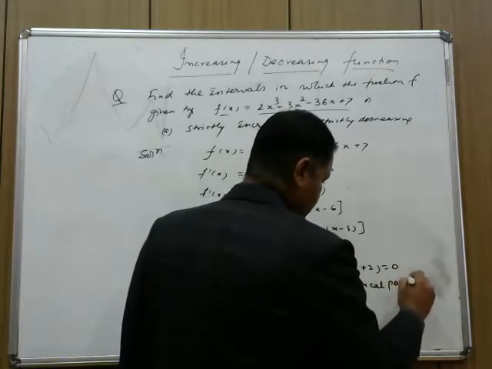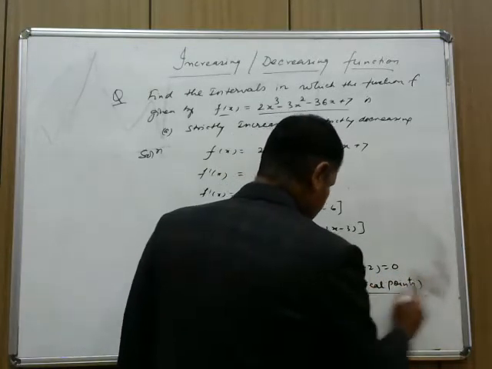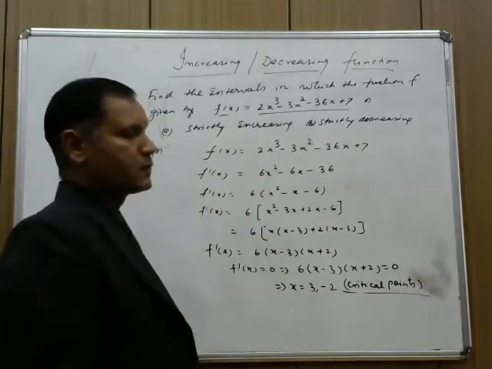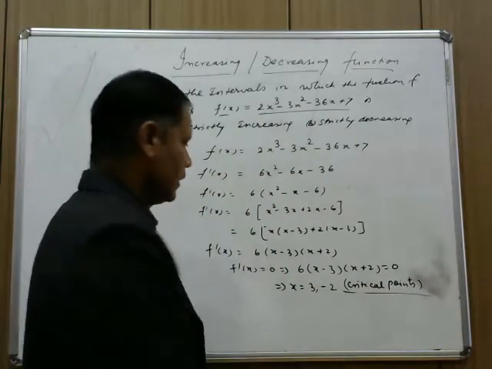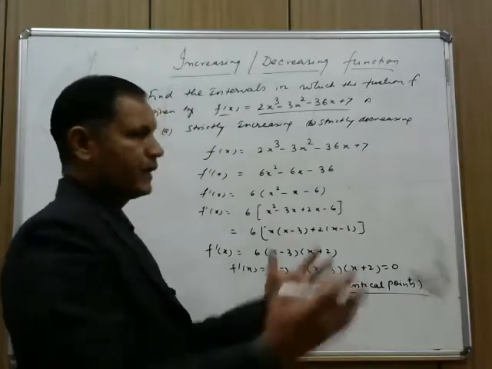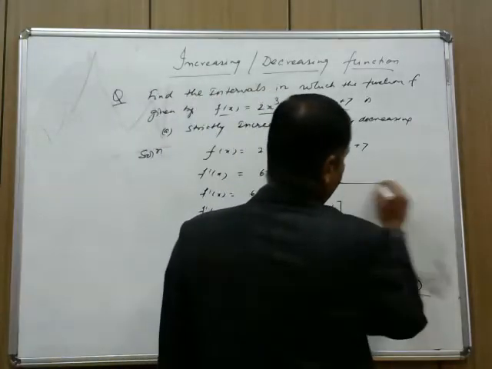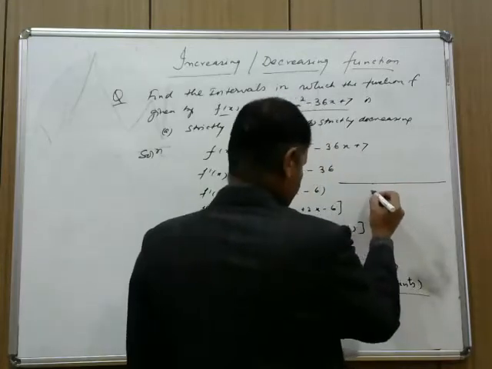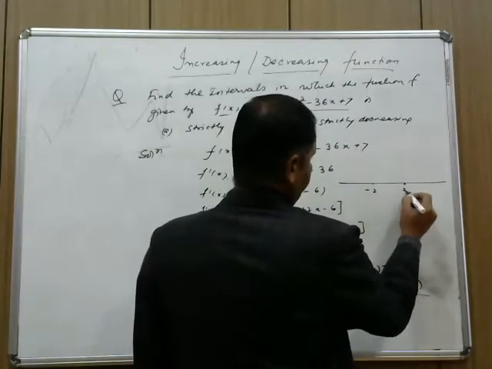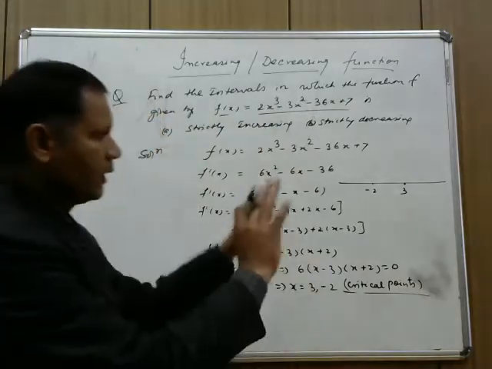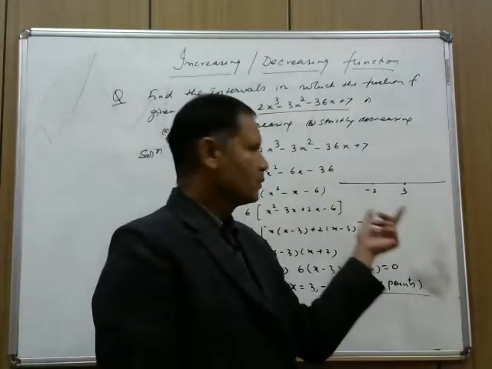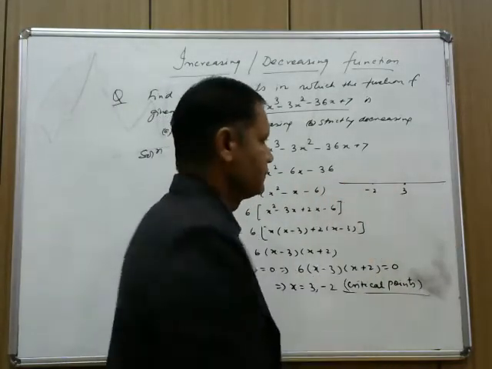Critical points. That means at the points 3 and minus 2, f dash of x becomes 0. Now this 3 and minus 2, we can take on the number line. If I draw a number line, we will find that here it is minus 2 and here it is 3. Now this whole number line is divided into different intervals.